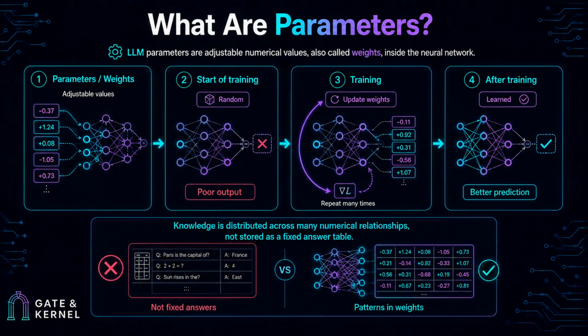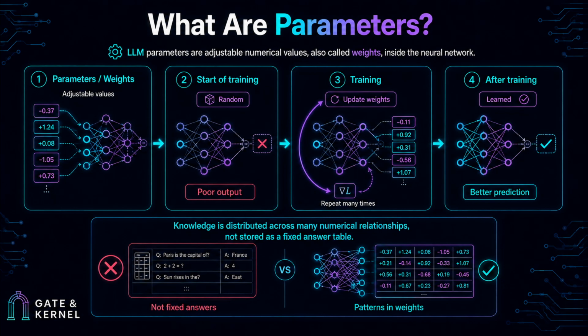Chapter 7. What are parameters? An LLM contains a very large collection of adjustable numerical values called parameters, or weights. Parameters control how information moves through the neural network. At the beginning of training, these values are not useful. The model produces poor or nearly random predictions.